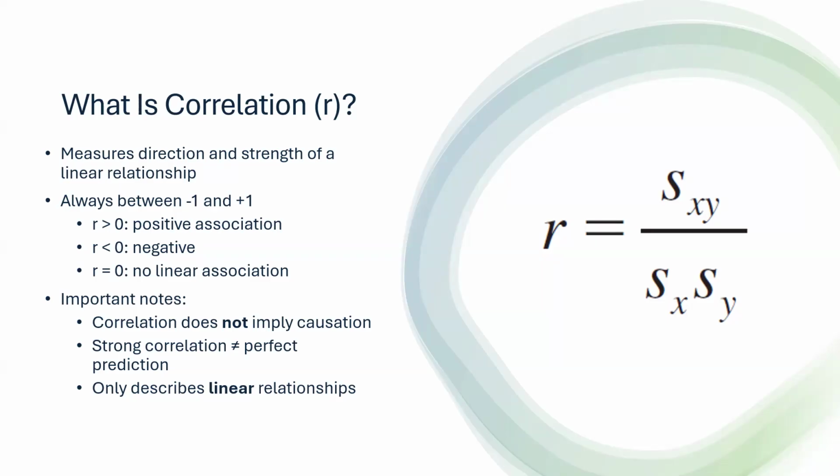The formula for correlation is the covariance divided by the standard deviation of X times the standard deviation of Y. We're going to learn about that covariance in just a second. But what this does is it standardizes the covariance by dividing by the product of the standard deviations. That way, R is always between -1 and +1 and does not depend on the units of the variables.